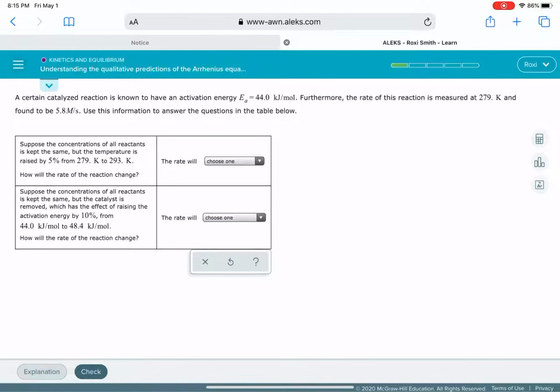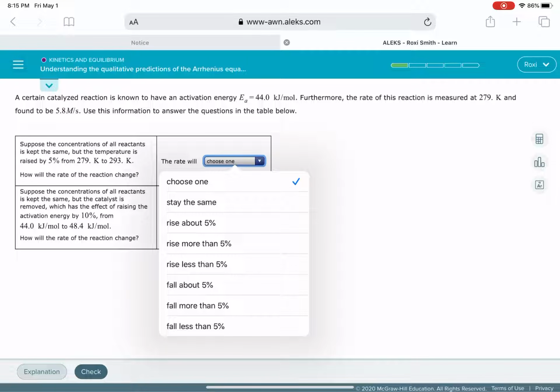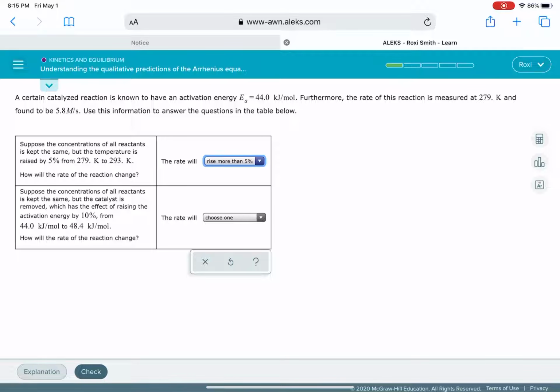So for the first question here, we are raising the temperature. If we're raising the temperature, that means that the rate of the reaction is going to increase. The reaction is going to go faster, but this is going to have a significant effect, more than the same amount that we've raised the temperature. So if we raise the temperature by 5%, the rate is going to increase by more than 5%. All of these are always going to be more than.